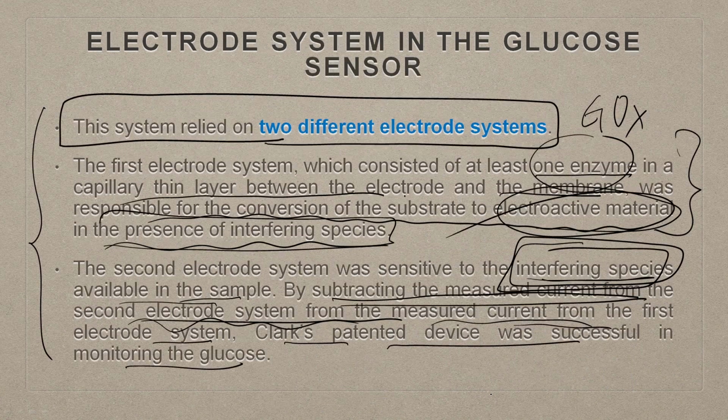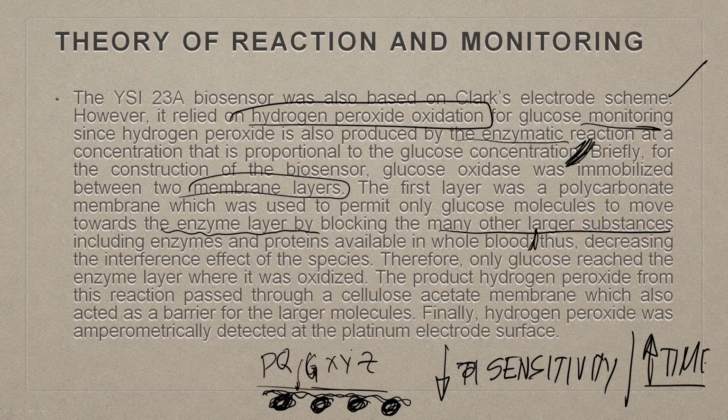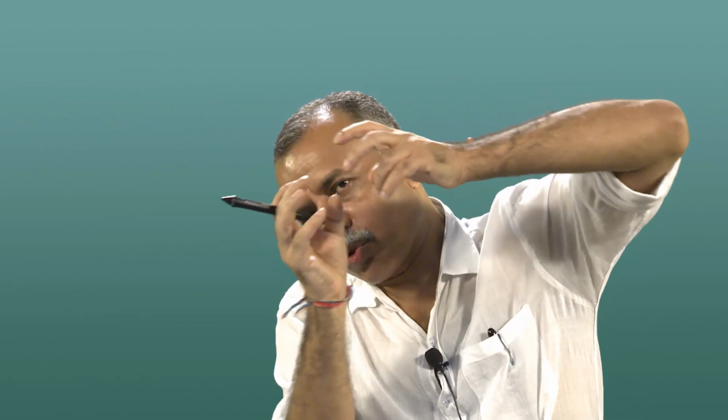So, if you look back at what I was telling you, there are a lot of species which can interfere. This polycarbonate membrane, there are two membranes. In between the two membranes, you have the glucose oxidase which are lined up.